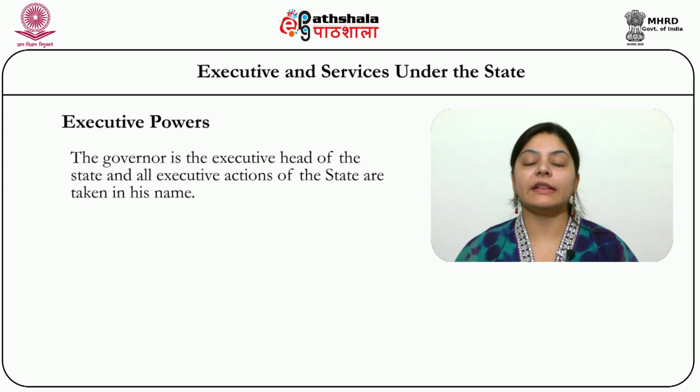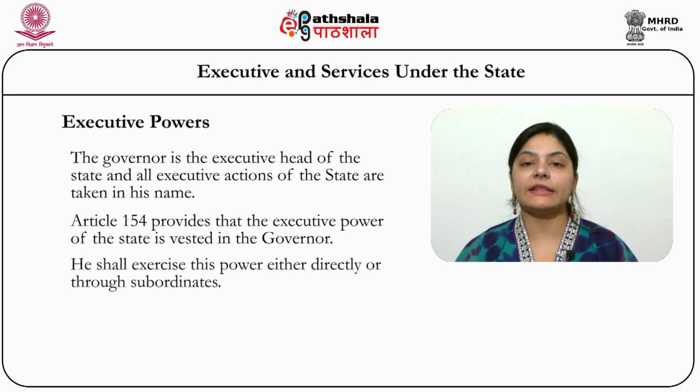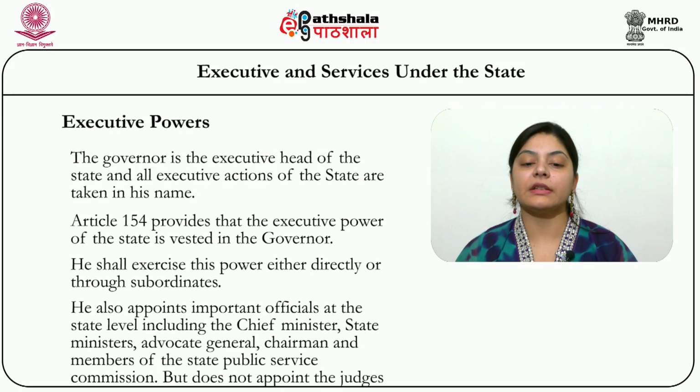The governor is the executive head of the state and all executive actions of the state are taken in his name. Article 154 provides that the executive power of the state is vested in the governor. He shall exercise this power either directly or through subordinates. He also appoints important officials at the state level, including chief minister, state ministers, advocate general, chairmen and members of the public commissions, service commissions, but does not appoint the judges of high court. It must be remembered that the judges of high court are always appointed by the president and not by the governor.